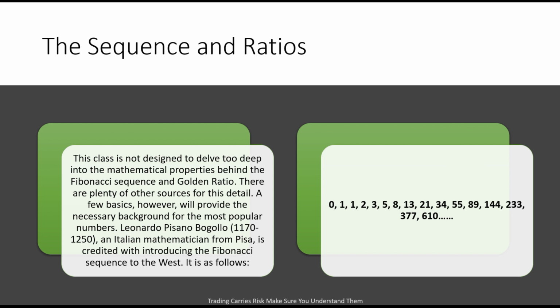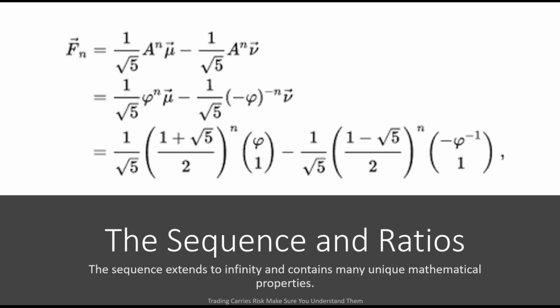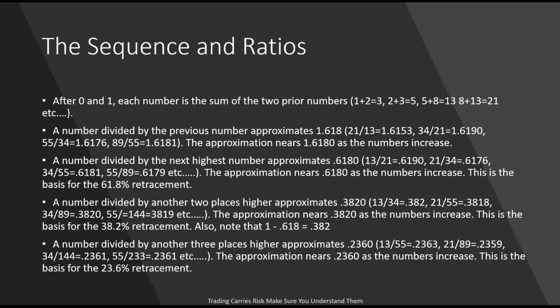And the sequence, somebody told me back when I was in school, and that was a long time ago, started out by watching bunnies multiply. You start out with a 0. And then, of course, the next number is a 1. You add 0 and 1 together, and you get 1. We add 1 and 1 together, and we get 2. Then we add the 1 and the 2 together, we get 3. We add the 2 and the 3 together, we get 5, and so on and so forth. And the sequence extends into infinity and contains many unique mathematical properties.